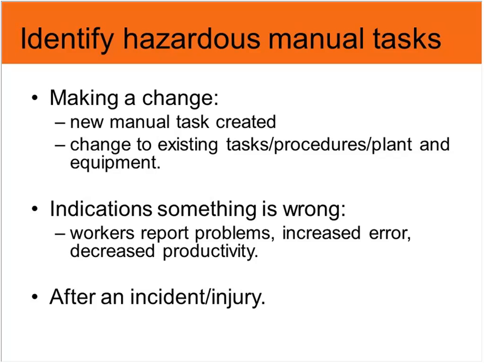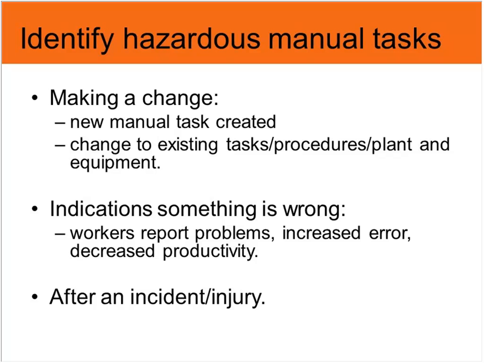Also, after you've had an incident and you can relate that to a manual task, that's another good time to do your Perform worksheet. Ideally, it's great if you can record all the hazardous manual tasks that you've identified on a hazard register, and that'll help later on when it comes to prioritising which ones you're going to start off with. It's great to consider your hazardous manual tasks proactively, so try and put in place controls before any incidents happen.